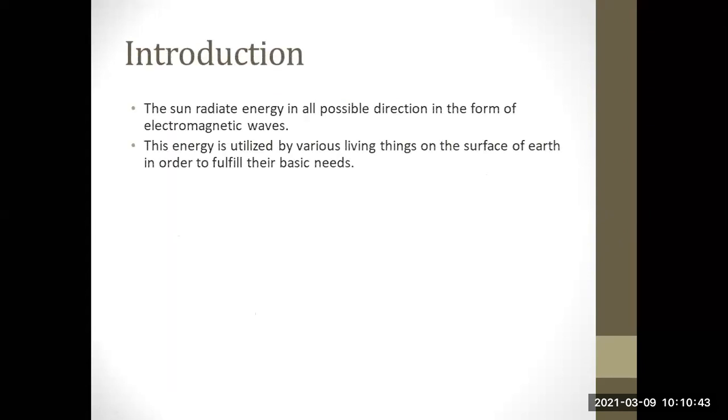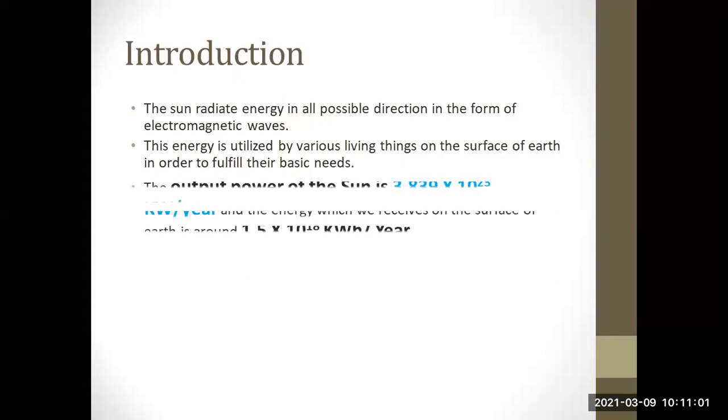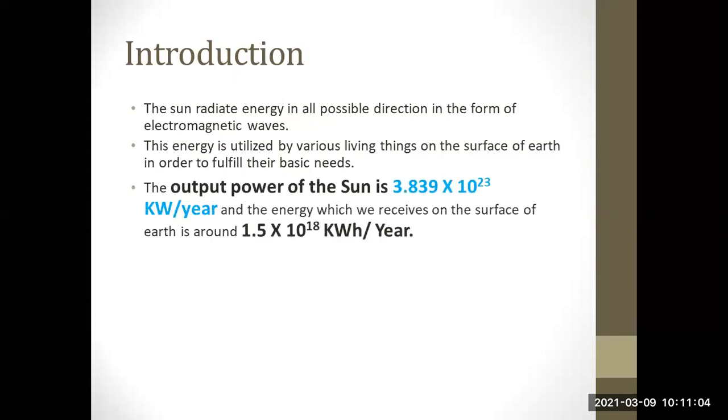So, introduction. Now we know that the sun radiates energy in the form of electromagnetic radiation in all possible directions, and whatever energy we receive on the surface of the earth, we utilize for different purposes in order to fulfill our basic needs. If you see some specific facts related to the output power of the sun, the output power of the sun is around 3.839 into 10 to the power 23 kilowatt per year, or simply 3.839 into 10 to the power 26 watt per year. That means this much power is generated by the sun per year.